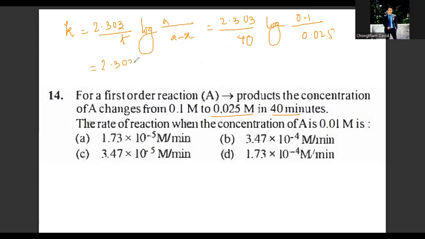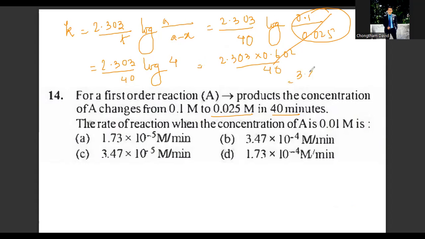Now let us substitute these values. You have 2.303 by 40. Okay, you can cancel this by 4, so you have log 4. Simplify this. What is log 4? It is 0.602 divided by 40. Now, after calculation, you will be getting approximately 3 into 10 to the power minus 2. So now you have the value of the rate constant. I hope it is understood.